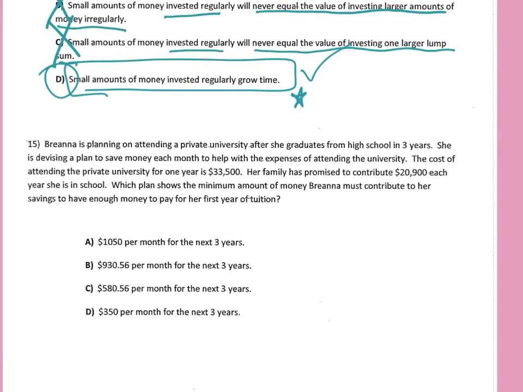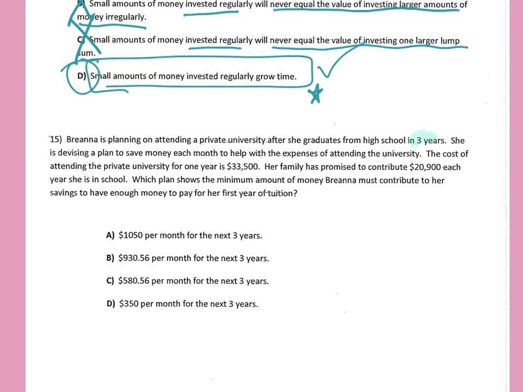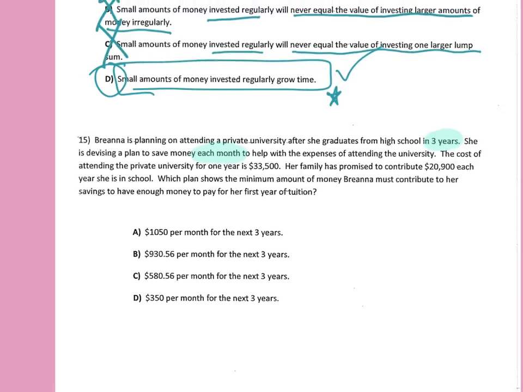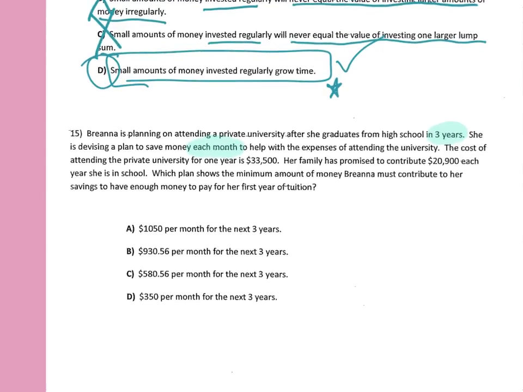Number 15, Brianna is planning on attending a private university after she graduates from high school in 3 years. She is devising a plan to save money each month. Okay, so we're already looking at years to months, so keep that in mind. Think about how many months are in a year, to help with the expenses of attending the university. The cost of attending the private university for 1 year is $33,500. Her family has promised to contribute. They're going to give her $20,900 each year she's in school. Which plan shows the minimum amount of money she must contribute to her savings to have enough money to pay for her first year of tuition?